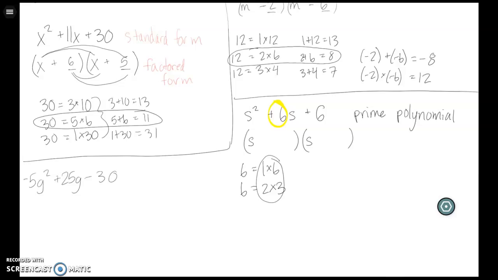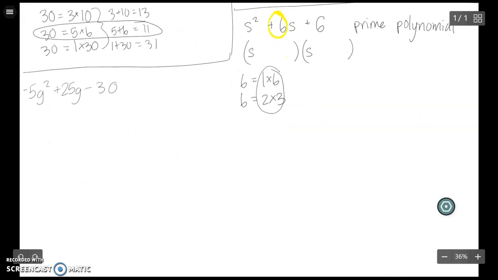So with this one, the first thing you would want to do is factor out the greatest common factor. So I'm going to factor out a negative 5 from each of these terms, which leaves me with g squared minus 5g plus 6, right? Now I've got the greatest common factor already pulled out, and then I've got a polynomial that I can factor.